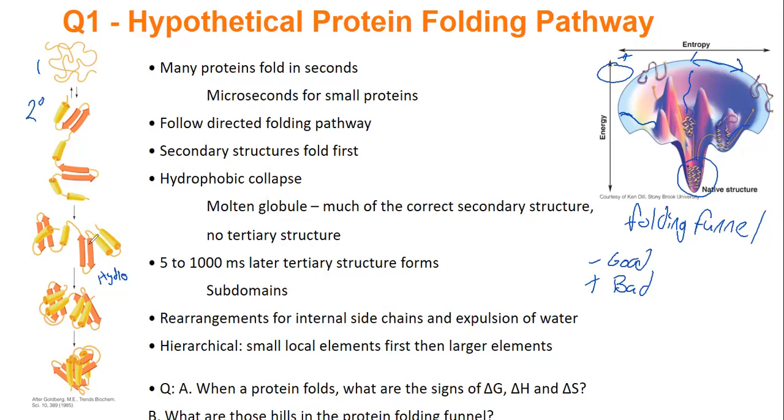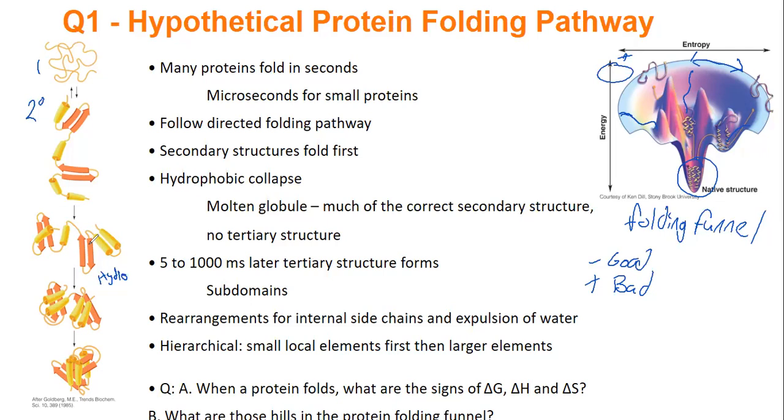In general, how protein folding works is that small areas of your protein will form first. Like I was saying, your alpha helixes, your beta sheets, and your domains. And then once these small elements are formed, then larger and larger elements are formed until you have a fully folded protein. So that's the general pathway for folding proteins: secondary structure, hydrophobic collapse, domains, side chain rearrangement, and then you're done.